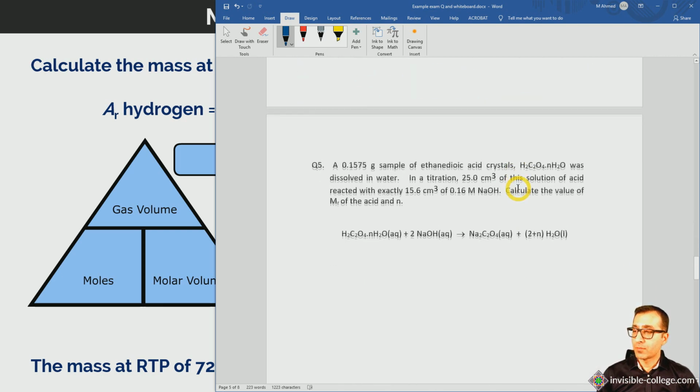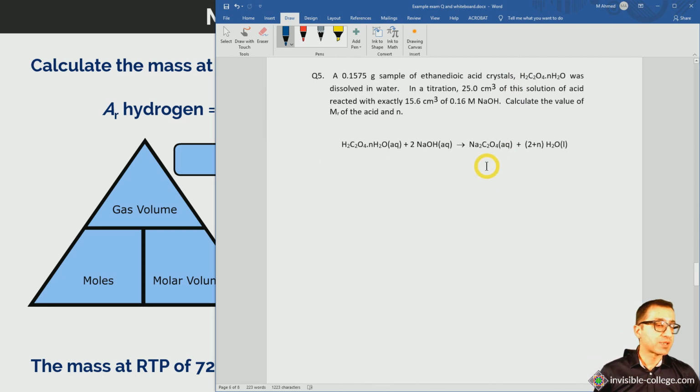So let's try the next one. Again, this was a slightly more challenging one that caused some problems for some of you. So have a go at this one for yourselves. We have a 0.1575 gram sample of ethane dioic acid crystals, which have this formula. Again, we have a water of crystallization here. This is dissolved in water. Now in a titration, 25 centimeters cubed of this solution of acid reacted with exactly 15.6 centimeters cubed of 0.16 molar sodium hydroxide. Calculate the value of the relative formula mass of the acid and the value of N.